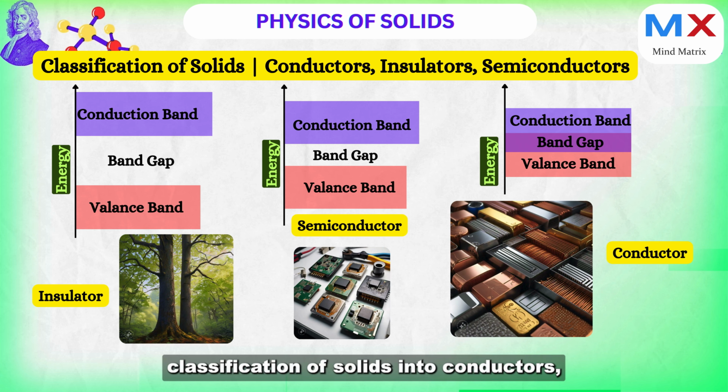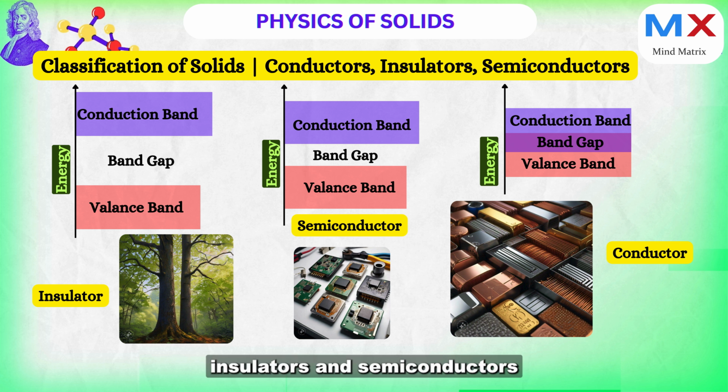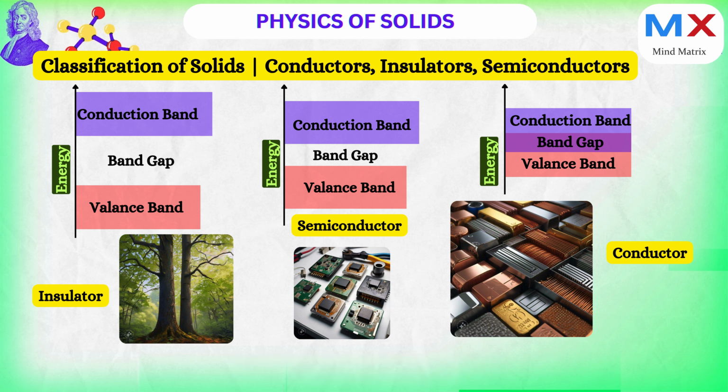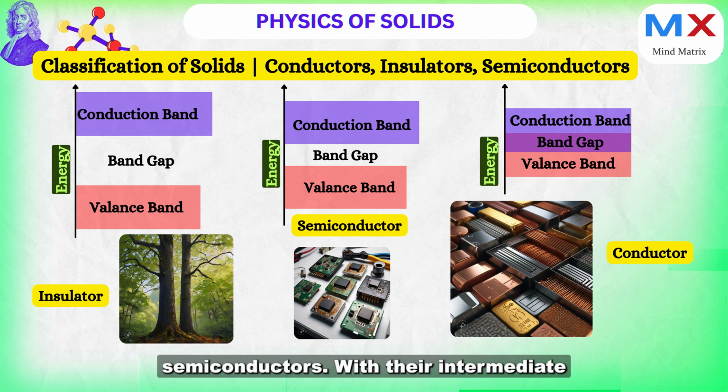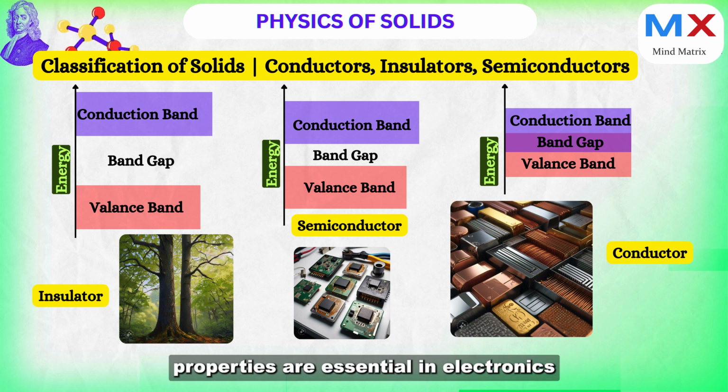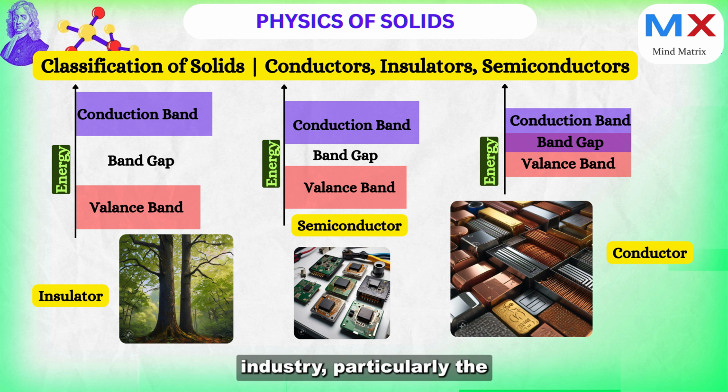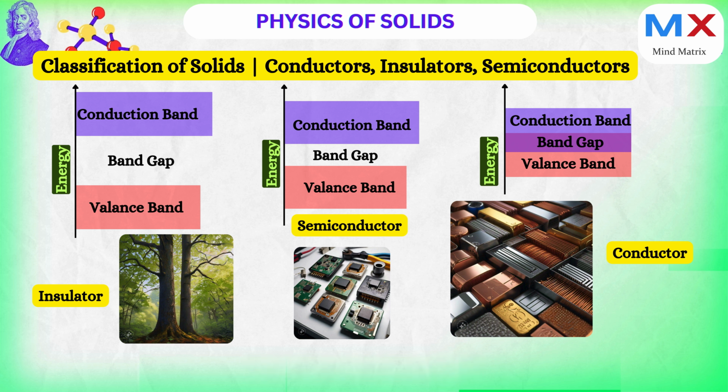The classification of solids into conductors, insulators and semiconductors is fundamental in understanding the electrical properties of materials and their applications. Conductors, such as metals, allow free movement of electrons and are used in electrical wiring. Insulators prevent the flow of electricity and are used for safety and insulation. Semiconductors, with their intermediate properties, are essential in the electronics industry, particularly in the creation of components like transistors and diodes.